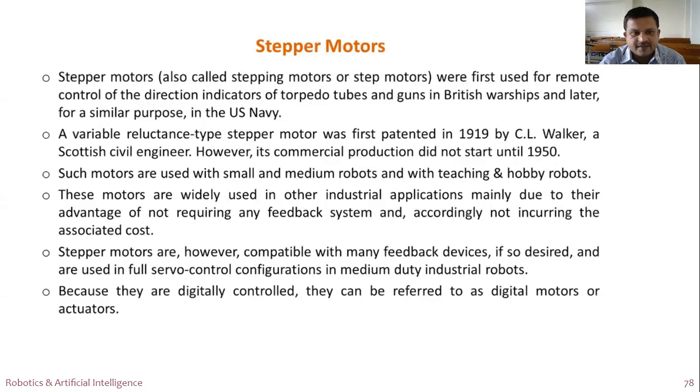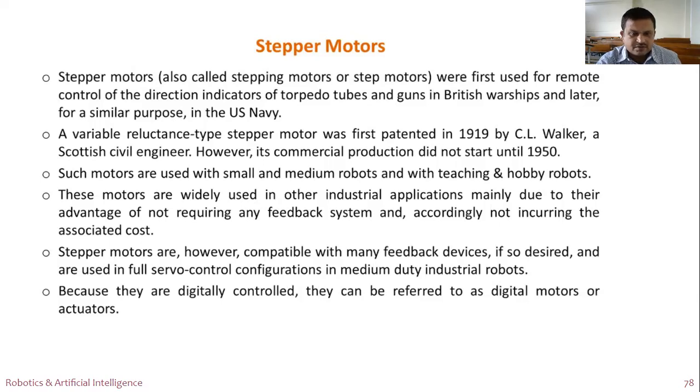Stepper motors, also called stepping motors or step motors, were first used for remote control of the direction indicators of torpedo tubes and guns in British warships, and later for a similar purpose in the US Navy. A variable reluctance type stepper motor was first patented in 1919 by C.L. Walker, a Scottish civil engineer. However, its commercial production did not start until 1950.